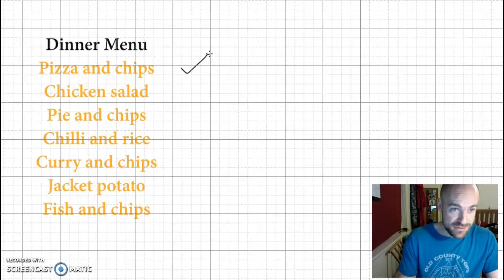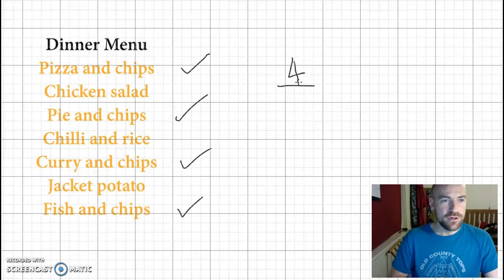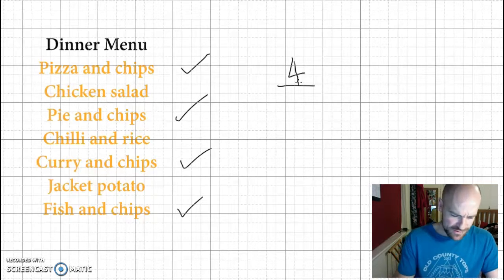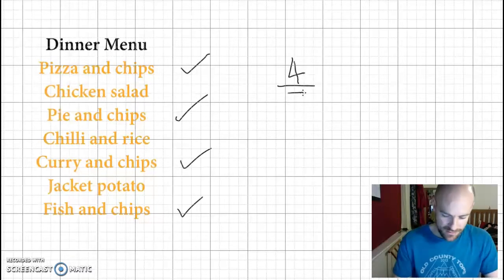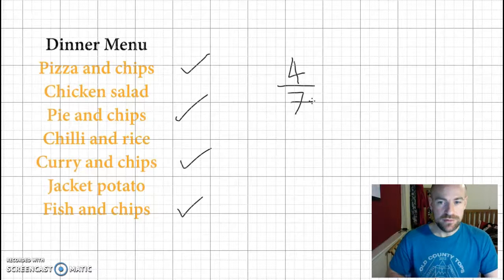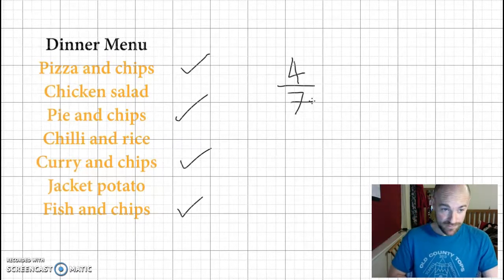So we've got pizza and chips, yes. Chicken salad, no. Pie and chips, chili and rice, no. Curry and chips, okay. Fish and chips, right? So we've got 4 options. So on our fraction, we have 4 on top. And then how many have we got altogether? Well, let's have a look. 1, 2, 3, 4, 5, 6, 7. Okay, so 7 total options, which obviously then goes on the bottom. So 4/7 is the probability of choosing something from this menu that's got chips in.